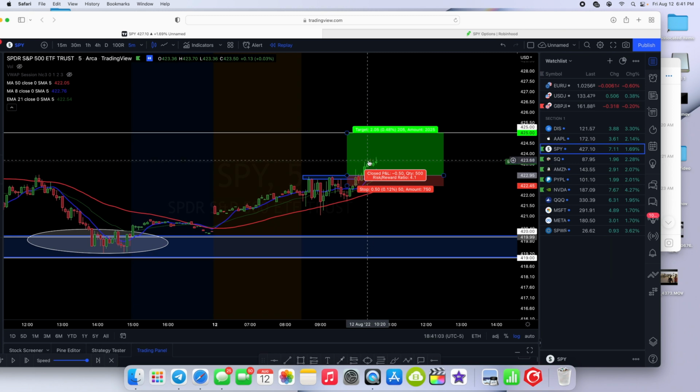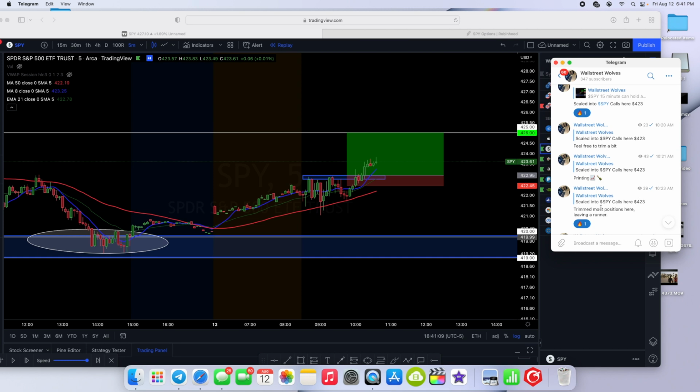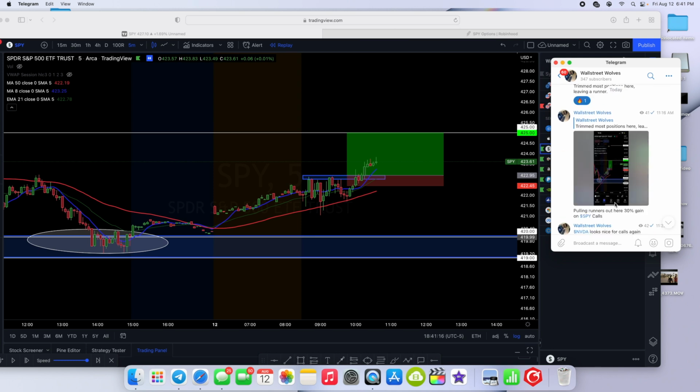As soon as prices got to like 423.68, 423.70, we trimmed most of our positions. We left a runner being just one contract. We left one contract to run and pulled out the rest of the other contracts that we bought. Pulling runners out here at 30% gain at 11:16.